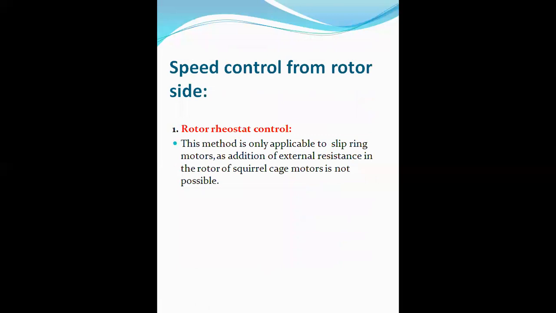Another method is speed control from the rotor side, that is rotor rheostat control. This method is only applicable to slip ring motors, as the addition of external resistance in the rotor of a squirrel cage motor is not possible. The addition of external resistance through a rheostat can be applied to the slip ring induction motor that we discussed in our previous lecture. In a slip ring induction motor, we can add an external resistance and control the speed using the rotor rheostat control method, or the external resistance method.